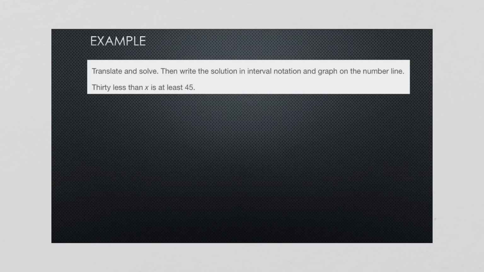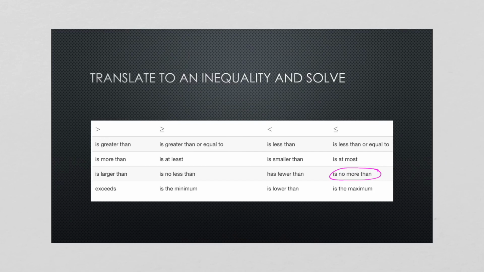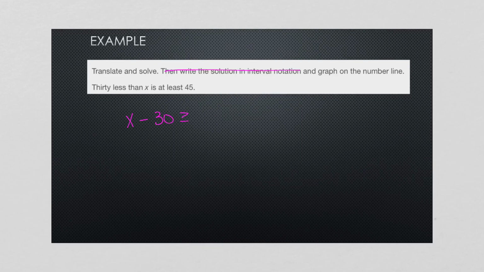Alright, last problem. 30, and we're not going to do that part. So 30 less than x, don't forget less than means we have to reverse the order, is at least. So I'm going to go back here, is at least, right there. So I want greater than or equal to 45. And to solve this, I would add 30 to both sides. So x is greater than or equal to 75. And I want a closed circle at 75, and it points to the right.